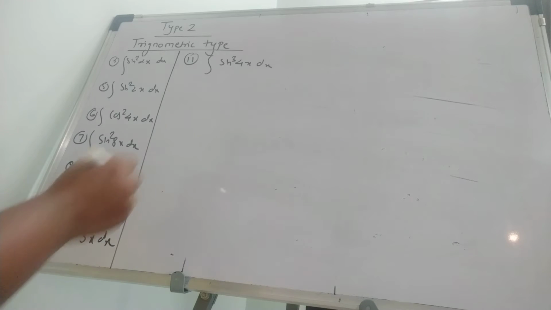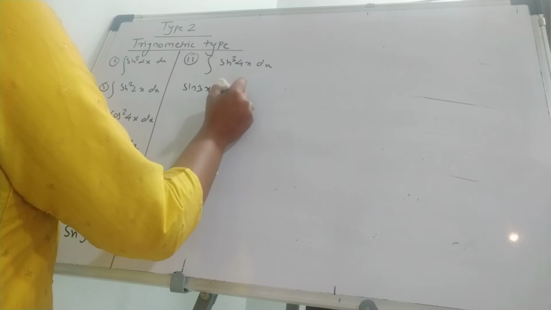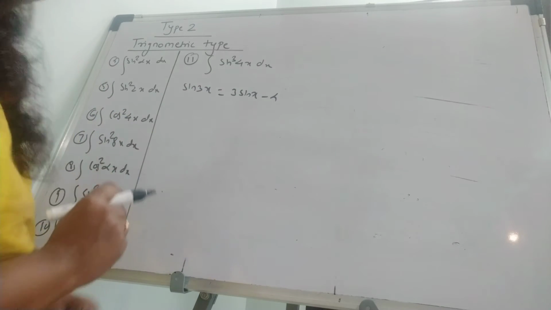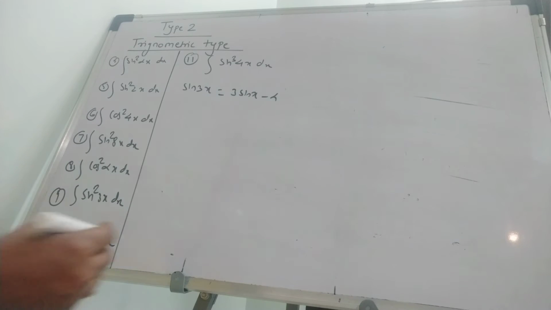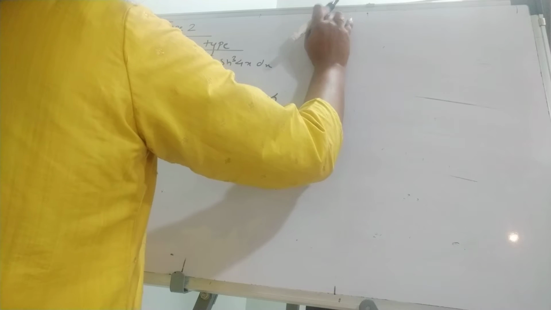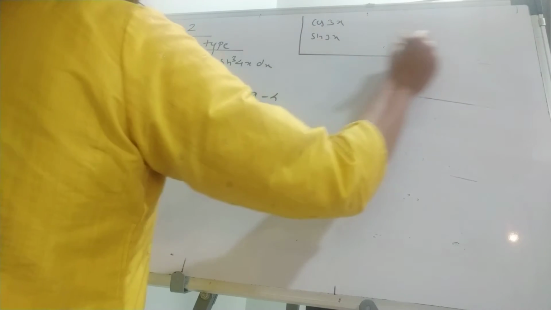So for that we'll use here the triple angle formula. Sine of 3x is 3 sine x. Sine cos of 3x and sine of 3x are two important forms.